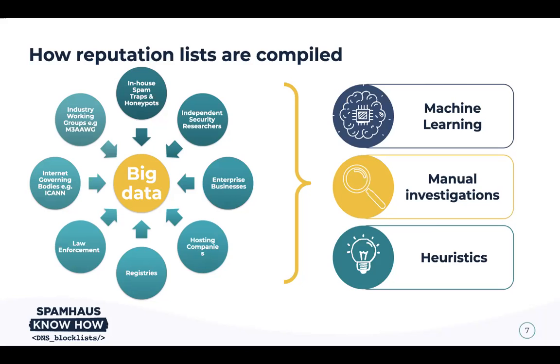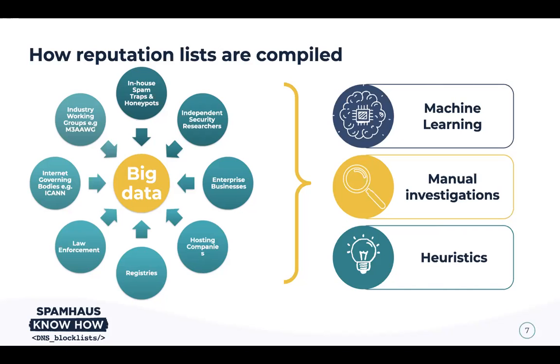And because of that, there's a lot of cooperation that we have with other ISPs, with registries, industry working groups, organizations like ICANN and other researchers that look into the various bad things that are going on online, and that in the end allows us to create the data that we do.